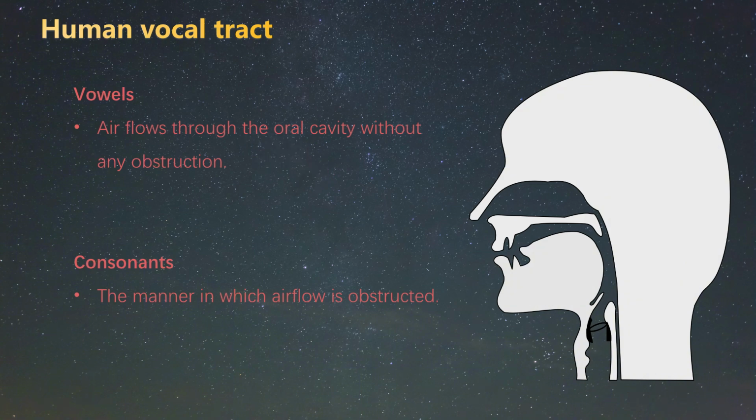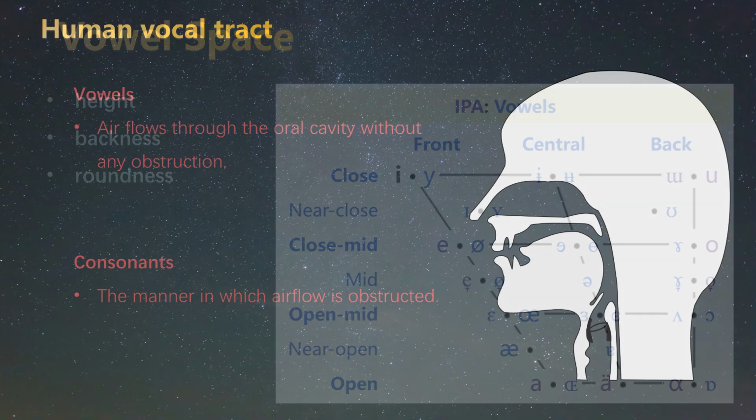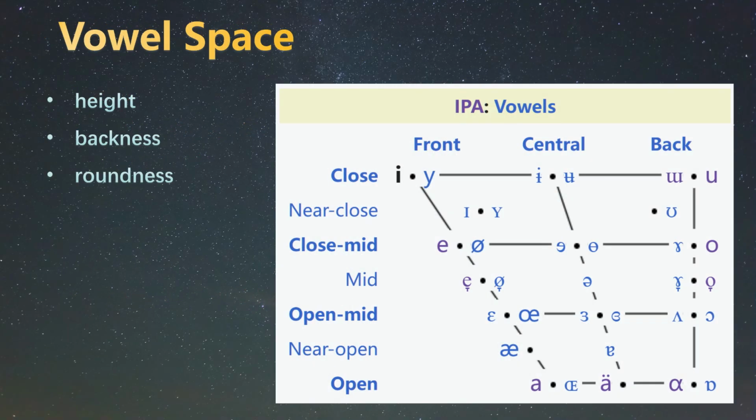I know at this point some of you might be asking, what if there is an obstruction when producing sounds? That would be consonants. However, we won't discuss consonants in this episode. Let's first clarify vowels. To accurately study vowels, we need to define three axes: height, backness, and roundness. You can take the position of the symbol as the articulation position of the tongue, where the horizontal axis represents the degree of backness in pronunciation, and the vertical axis represents height.